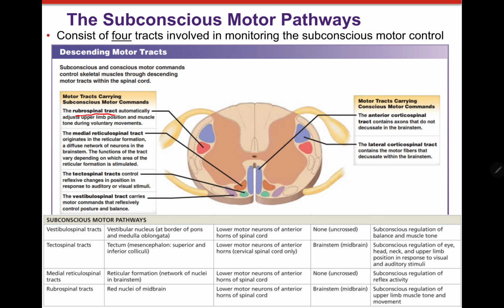We have the reticulospinal and the vestibulospinal tracts. Those are going to be important for posture and balance and coordinated movement, basically. So head movement, posture, coordinated movement, things like that. And we have the tectospinal tract, right? That's going to be important for head movement, eye movement, things like that. It's going to respond to visual and auditory stimuli and cues. Okay.